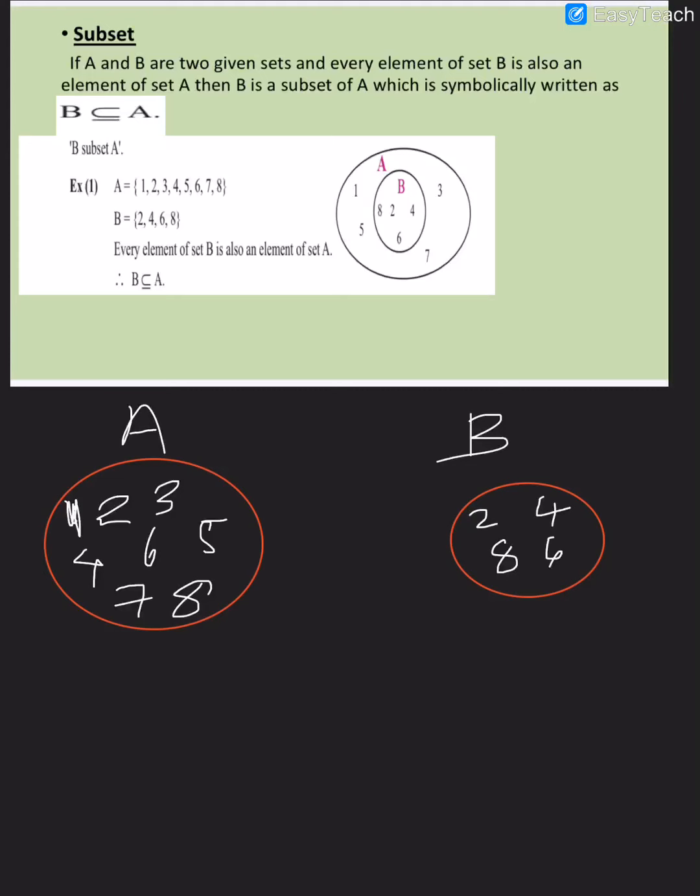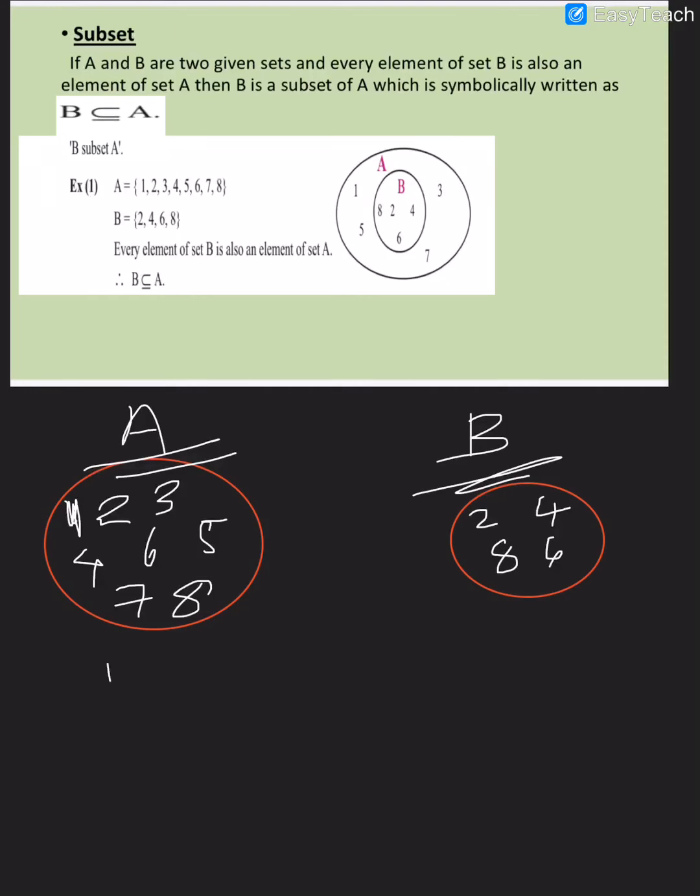Subset. If A and B are two given sets and every element of set B is also an element of set A, then B is a subset of A. I am just saying now, here two sets are shown. Set A has elements 1, 2, 3, 4, 5, 6, 7, 8, and set B has 2, 4, 8, 6. You can see that every element of B is also in A. 2 is in A, 4 is in A, 8 is in A, 6 is in A. So every element of the set B is also in set A. So we can say B is a subset of A.